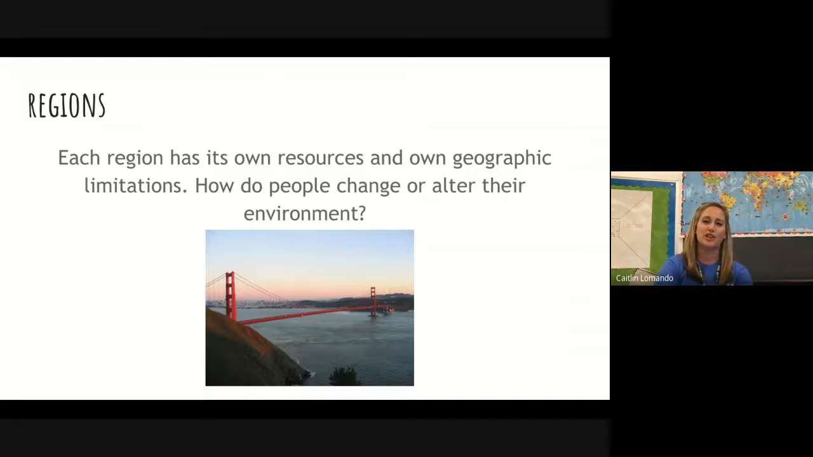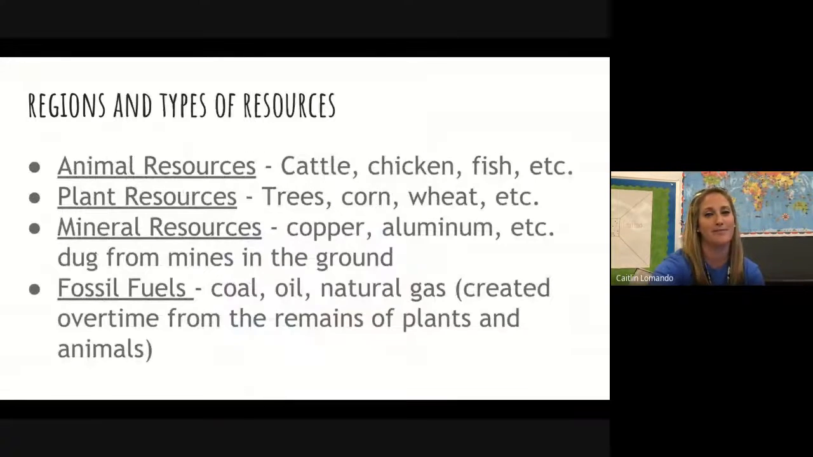How do people change or alter their environment? So let's look at this picture again of the Golden Gate Bridge. How did people solve a problem here? What problem did they solve? I bet you guessed right. They wanted to get from one area of land to the other. In order to do that, they had to build a bridge. This is an example of people changing or altering their environment.